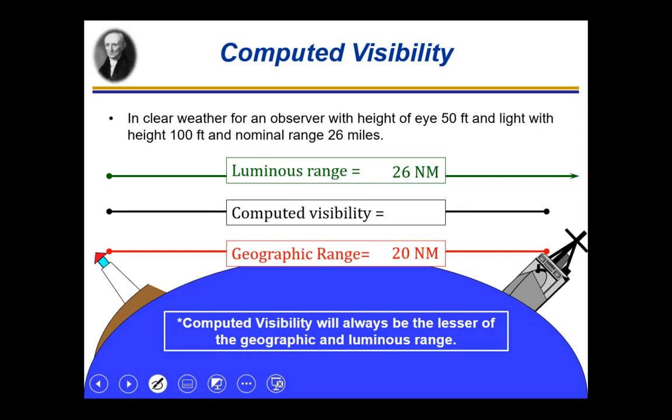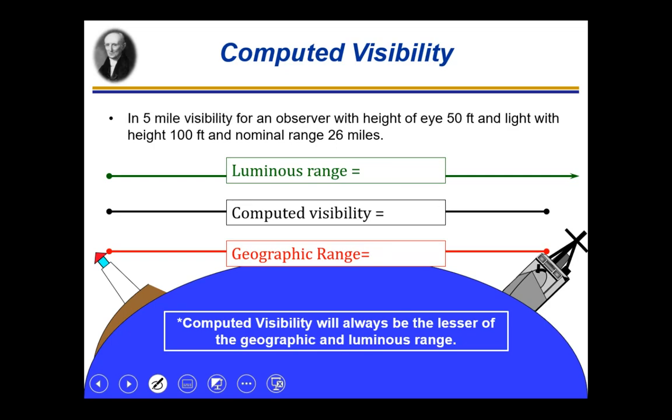So now we have geographic range equal to 20 nautical miles, luminous range equal to 26 nautical miles. Computed visibility will always be the lesser of both those values. So in this case, our computed visibility would end up being 20 nautical miles.